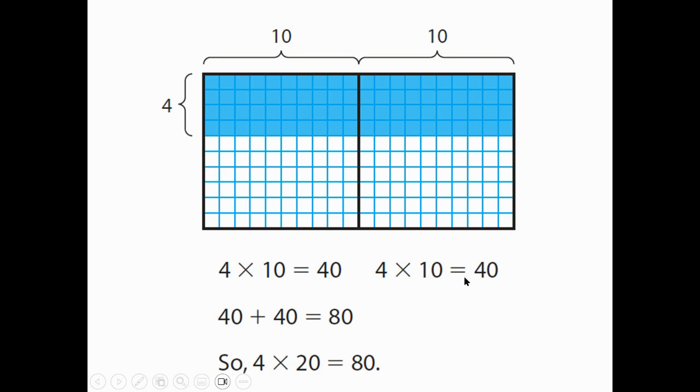Remember in distributive property, my first step is I'm going to break it apart. Then I'm going to multiply. And then my last step is I'm going to add it back together. So now I'm going to add 40 plus 40, which is 80. And so 4 times 20 is equal to 80.